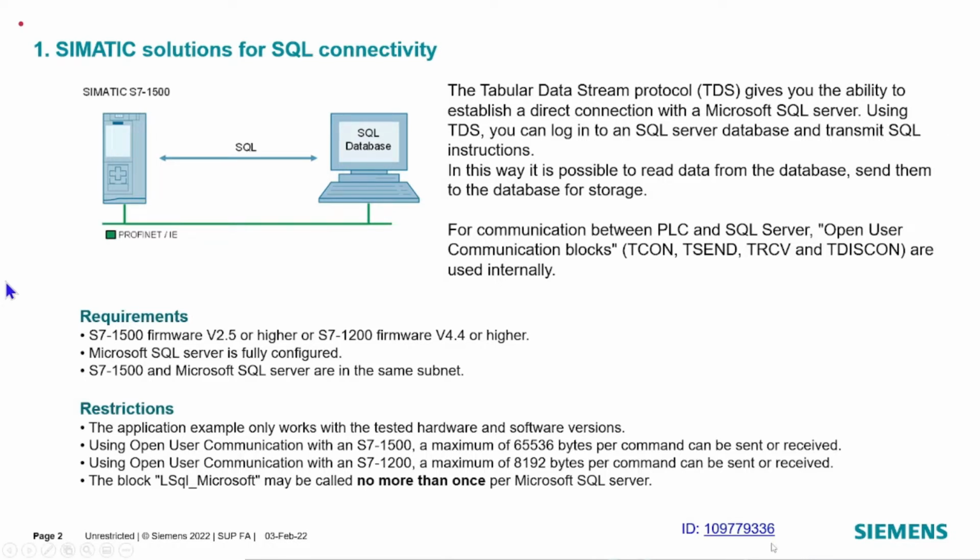Then what is the minimum requirement we are suggesting to establish the connection? If it's a 1500, the minimum firmware requirement is 2.5. If it is a 1200, it is 4.4. And the SQL server should be properly configured and accessible to create user credentials and those parts, which I will be showing in a further demo. Both should be in the same subnet.